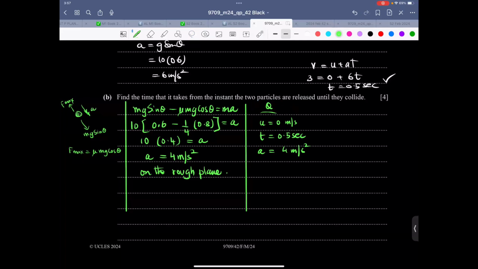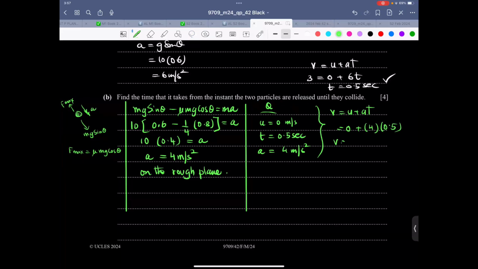Now I can evaluate two things. The first thing is that let me use v equals u plus at. What is the velocity after 0.5 seconds? So u is 0, a is 4, and t is 0.5.